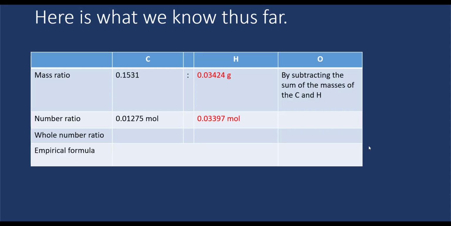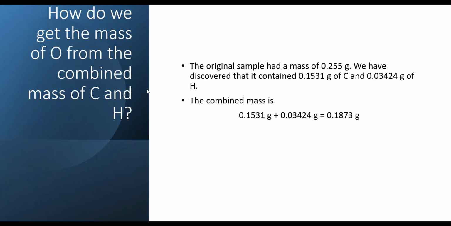All right, here we go. Now the missing mass. If you look at these 2 numbers, they don't add up to 0.255. 0.15 plus 0.03 is 0.18 something, 0.187 something. Clearly not the 0.255 that the original had, so I'll have to subtract the sum of these from the original to figure out what the mass of oxygen was in the original sample. So let's add those up. What do we have? 0.15 plus 0.03 with decimals comes out 0.1873.